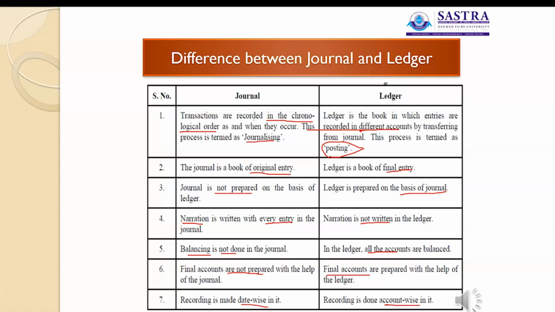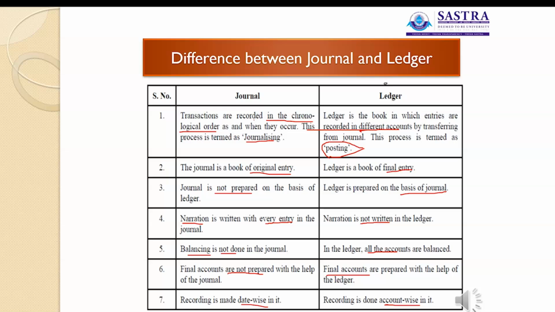Then narration. Under the journal, narration is written with every entry. But in the case of ledger, narration is not written. Then the next one: balancing is not done in the journal, but in the ledger all the accounts are balanced.